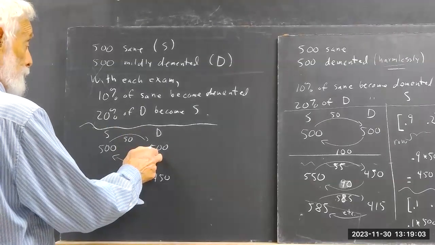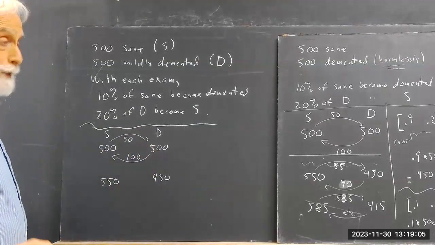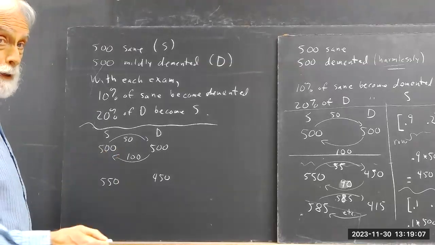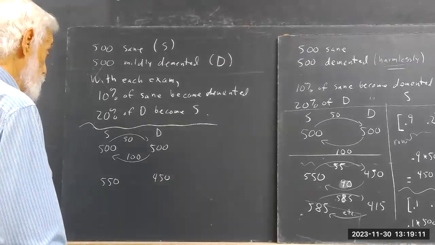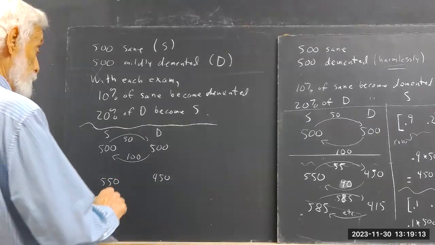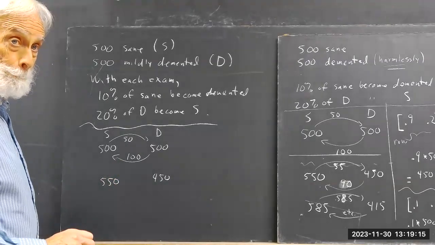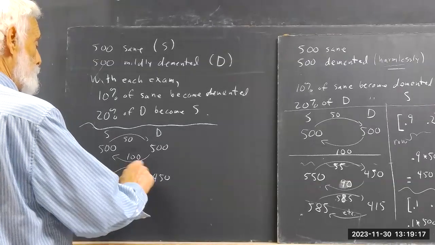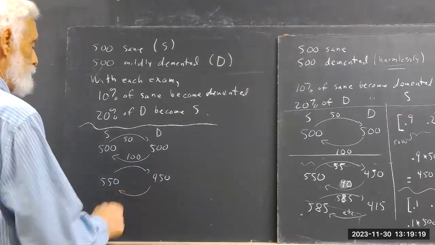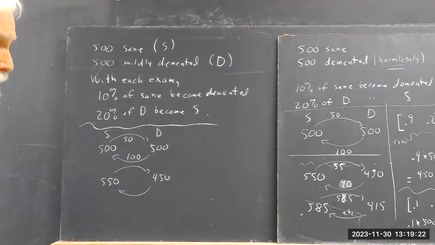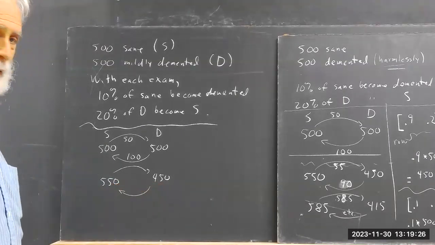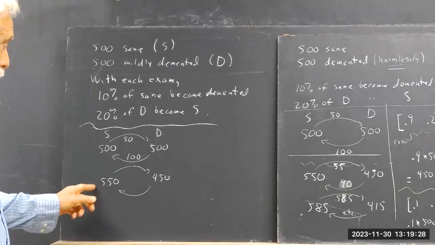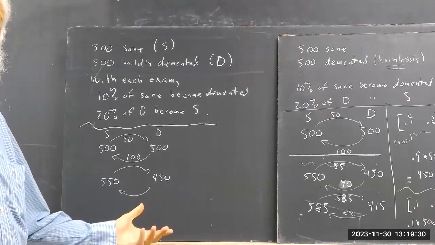500 minus 50 plus 100. If you write it out, 500 minus 50 plus 100, shouldn't have to write that out, but if you do, you need to punch it into a calculator. At this stage, I can't tell you to do differently. Okay. Now, what's going to happen? Well, we're assuming everybody's got at least 3 exams. So what's going to happen in the second exam? How many of the sane are going to become demented?